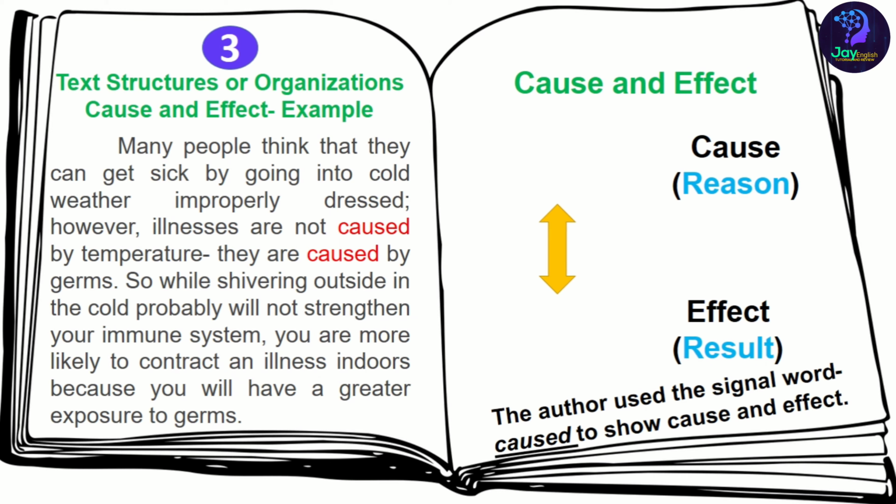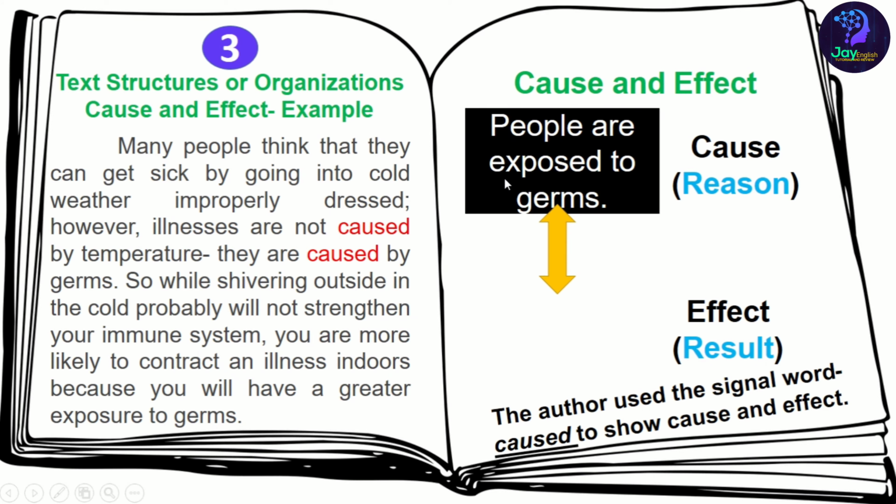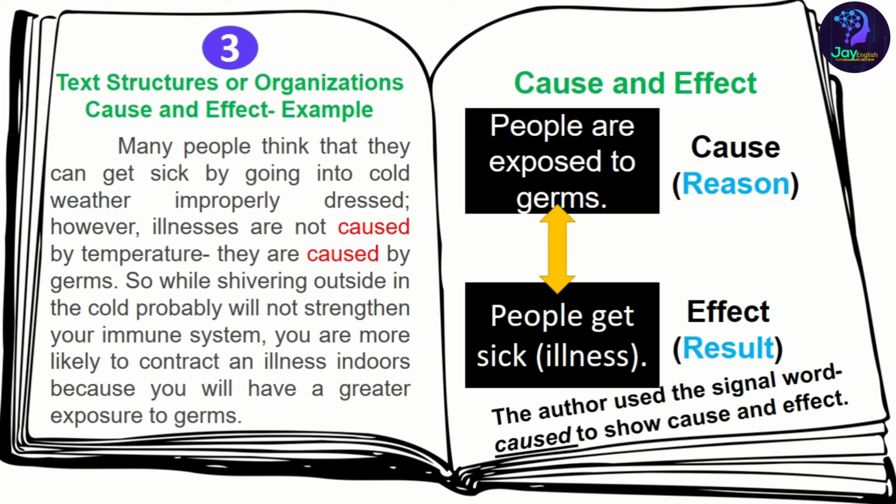In the given example, the paragraph explains how germs cause illnesses. So in this example, the cause is people are exposed to germs, while the effect or the result is people get sick or an illness. Also, the author used the signal word caused to show cause and effect.